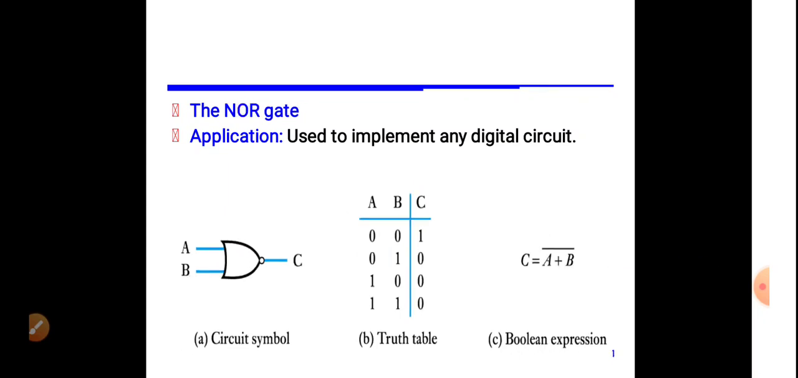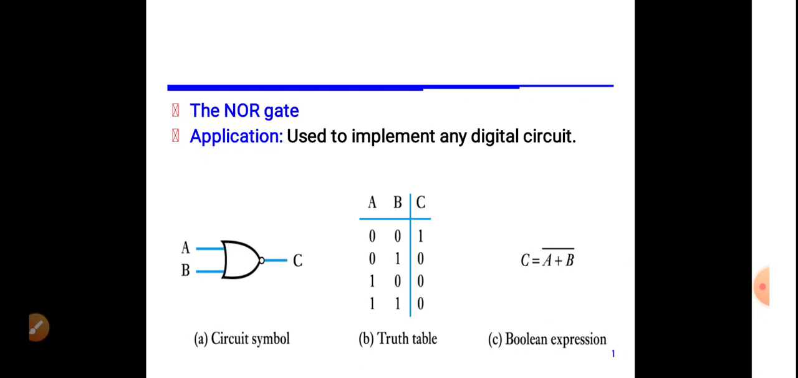The next type of gate is the NOR gate. NOR itself indicates OR followed by NOT. Here OR is A plus B, and A plus B whole complement is called a NOR gate. The first figure represents the symbolic structure of a NOR gate, the second represents the truth table, and the Boolean expression for this NOR gate is A plus B whole complement.